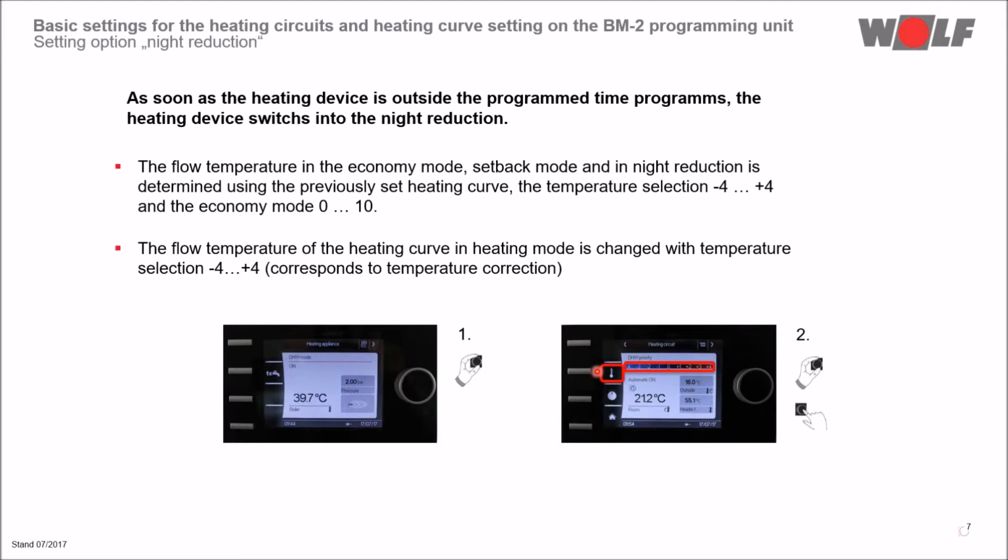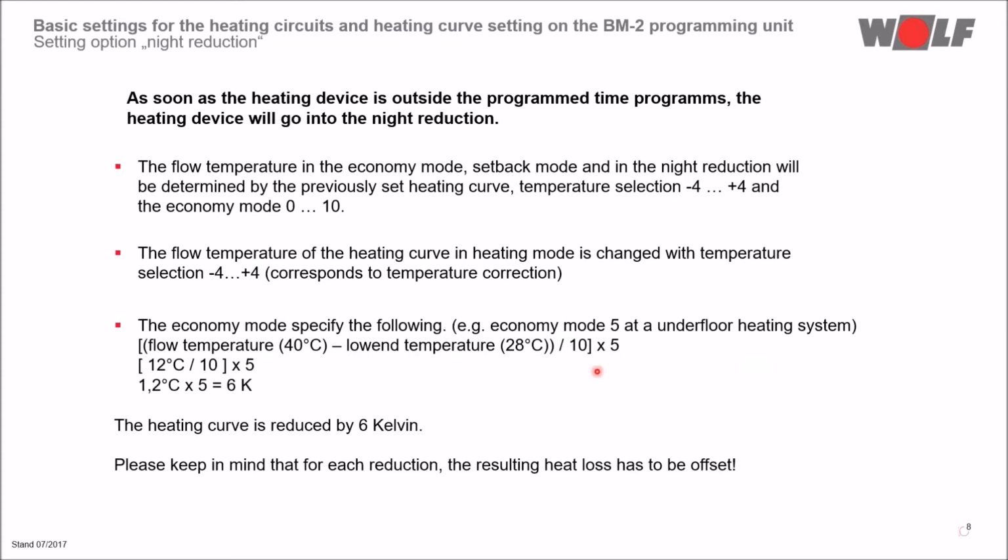By how many Kelvin is the heating curve now reduced? We'll take the value of 5, which we just set for the economy factor. In this example, the low end temperature of 28 degrees is subtracted from the maximum flow temperature of 40 degrees. This gives us 12. Divide this by 10, as determined by the calculation formula, and the result is 1.2. Now multiply this by the economy factor 5, which we just selected. The heating curve is reduced by 6 Kelvin.